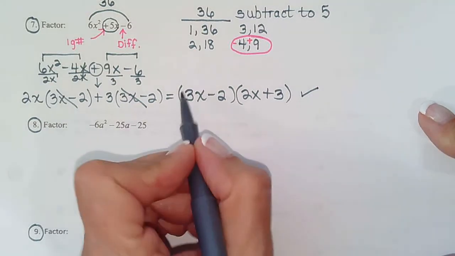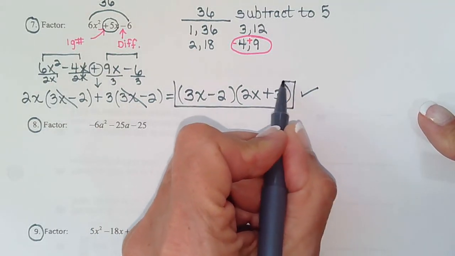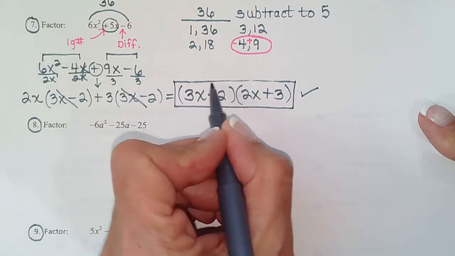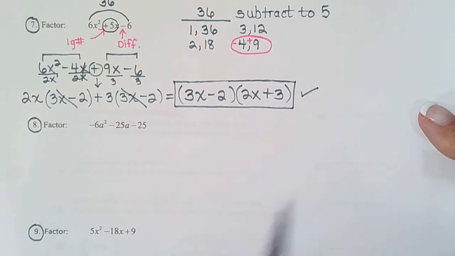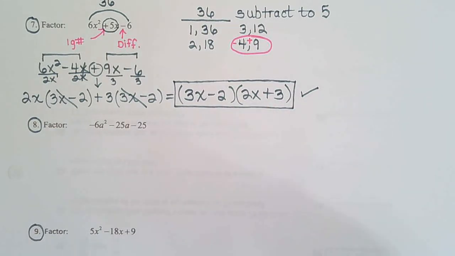So I can walk away with 100% certainty that I got that right because I foiled it and I got the answer back. And you can do that with every single factoring problem on your test. I think 19, maybe 19 out of 25 problems are factoring. So that means 19 out of 25. All you have to do is FOIL to check it.